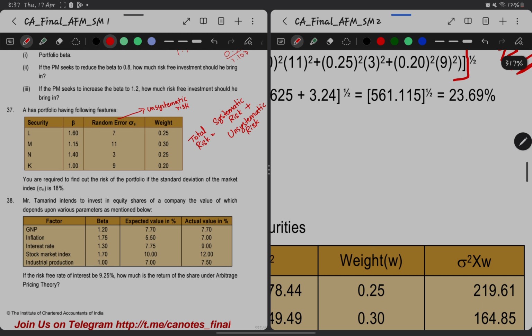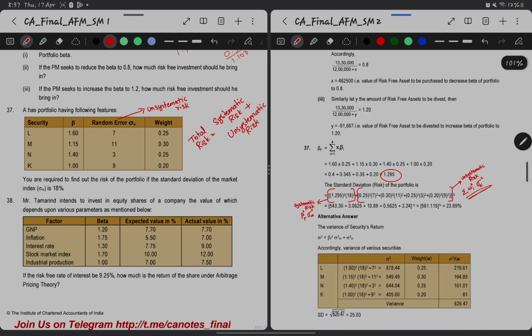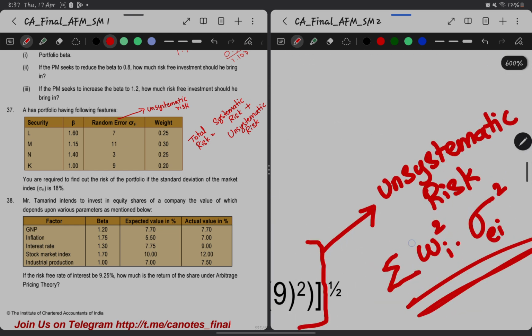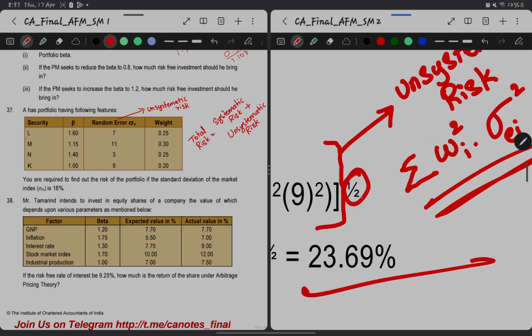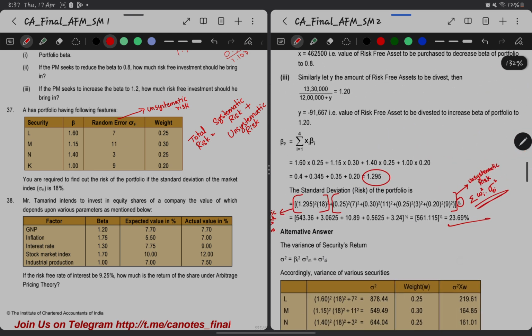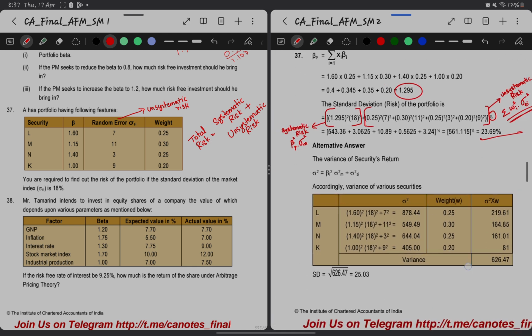Here they found out the variance. Then since the question specifically talks about the risk of the portfolio, we can take the standard deviation. 23.69 is the value. As you can see, they have taken the root in an indirect way, so we have to notice this properly. Power half signifies root. Now the alternative answer is where it comes into play.